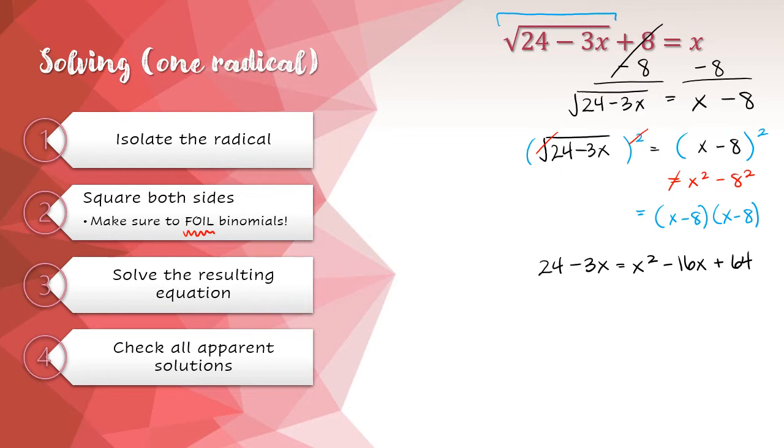So I'm going to add 3x to both sides to cancel it out, of course, on the left. And I'm just going to do this simultaneously, I'm going to subtract 24 from both sides. So of course, that's going to leave us with 0 on the left. Then we'll have x squared minus 13x plus 40 on the right.